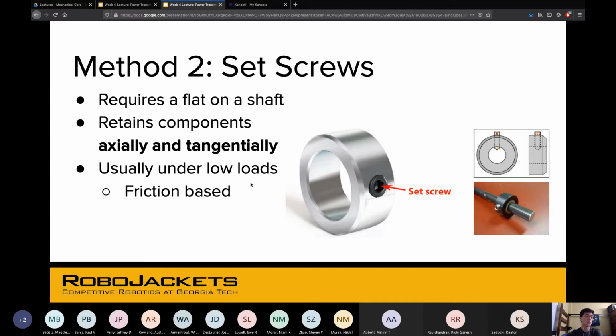And it works if it's under low loads. So, door handles work great. I'm not putting a ton of pressure on door handles. But if I used enough force, I'd probably be able to work past this friction of the tiny little screw.